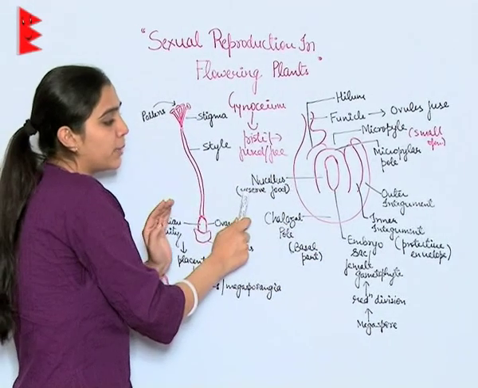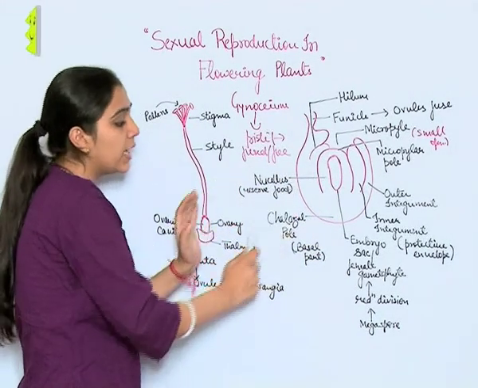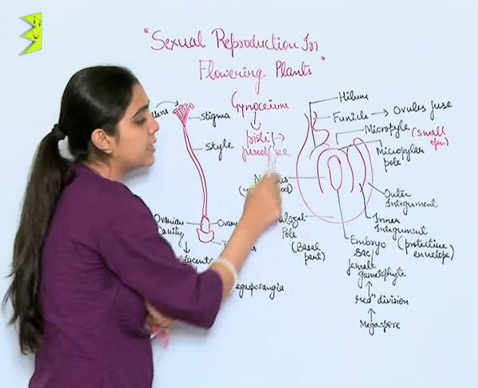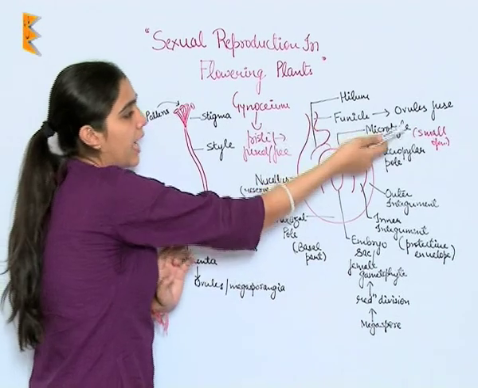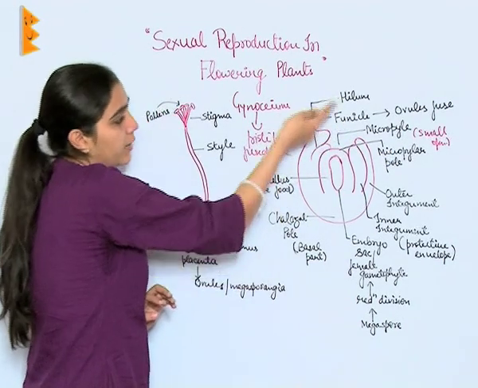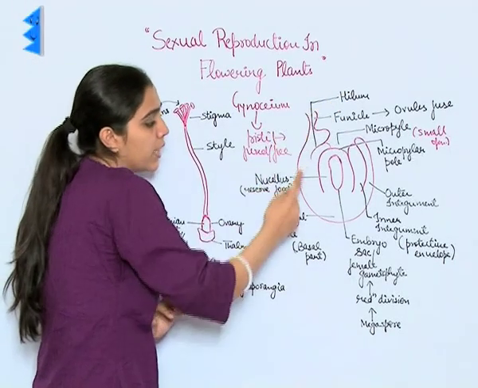Nucellus is the reserve food material which supports fertilization, and this is the chalazal pole, the basal part of this ovary. And as I told, ovules are attached by means of the funicle, and the region where they are attached is known as the hilum.